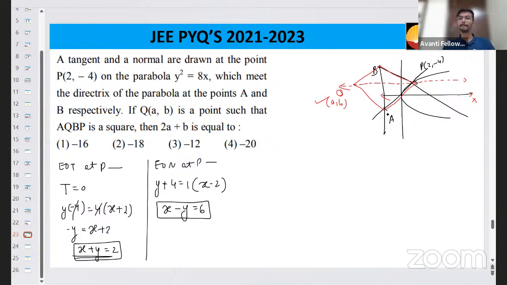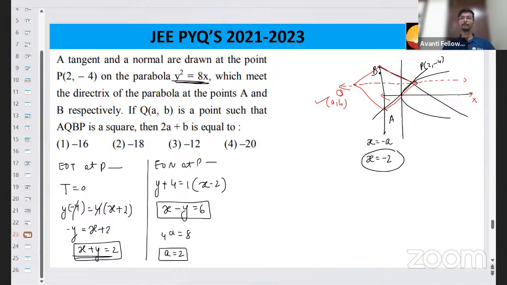Now, the directrix. The equation of directrix is x equals minus a. As you can see from the parabola, 4a is equal to 8. So that means a is equal to 2. So the equation of directrix will be x equals minus 2.